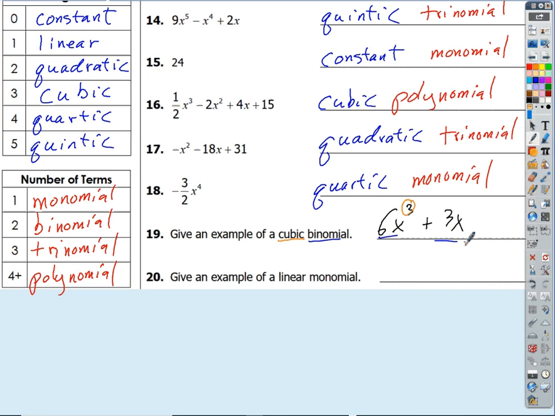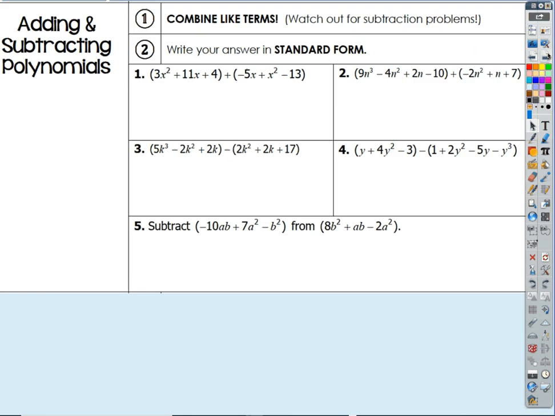Okay, what's an example of a linear monomial? X. Okay, let's make it more exciting. 4000x. There you go. It's got to have an x to the 1 in it, and it's got 1 term. Okay, good. All right, so next issue.